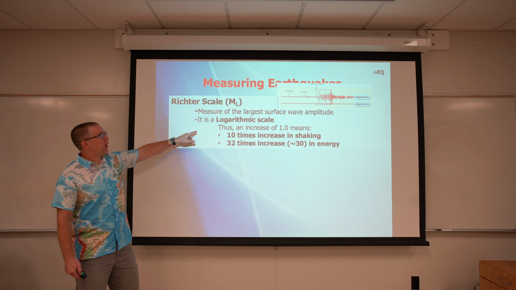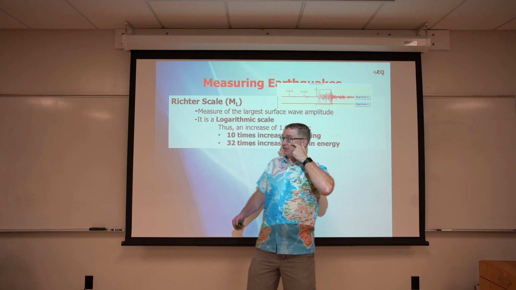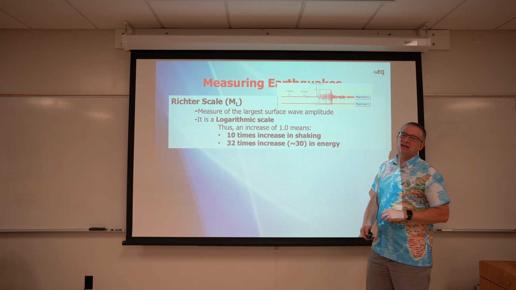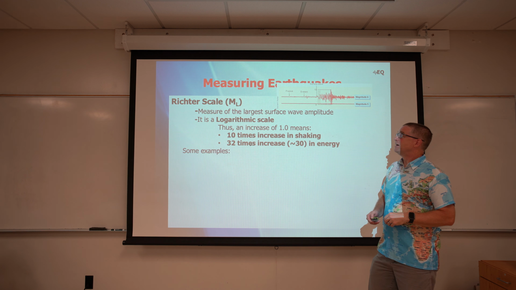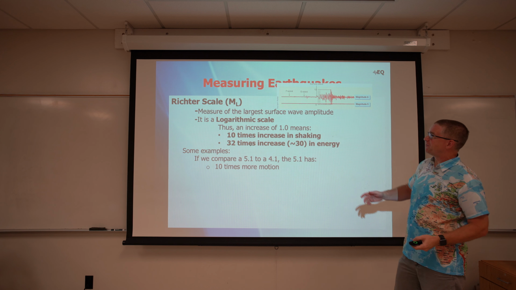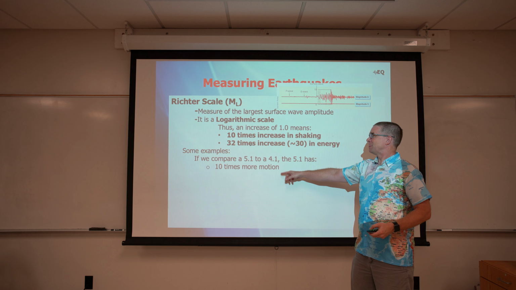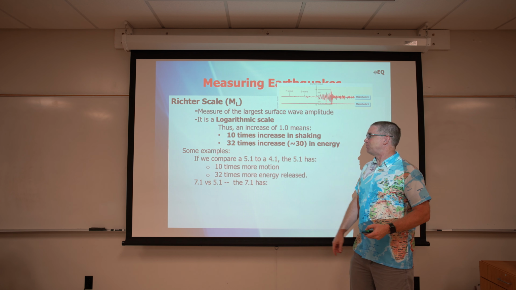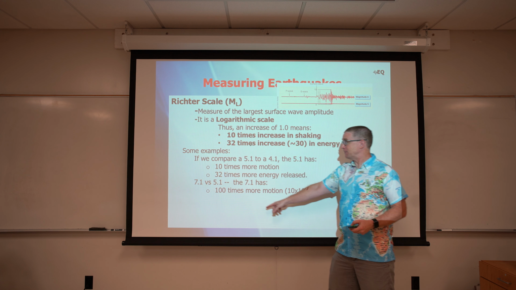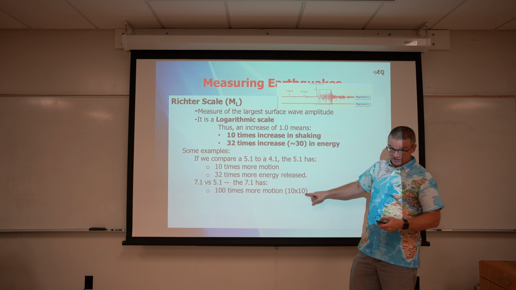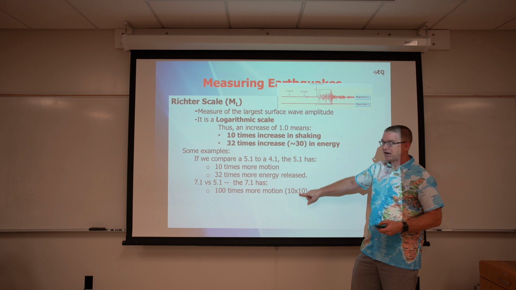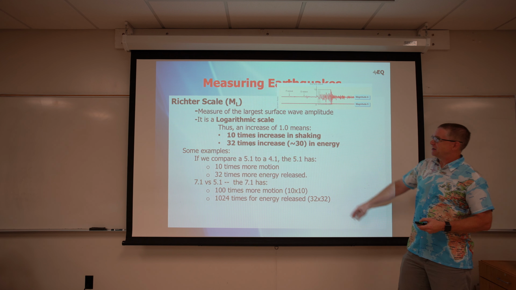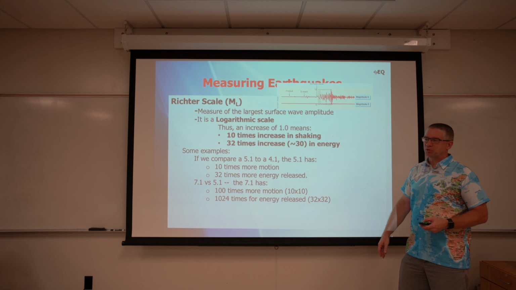It's logarithmic. So every 1.0 change in magnitude means 10 times increase in the amount of shaking and roughly about a 32 times increase in the amount of energy involved in that event. So just some examples. If you're comparing a 5.1 to a 4.1 earthquake, that 5.1 has 10 times more motion and 32 times more energy. You compare a 7.1 versus a 5.1, that 7.1 has 100 times, 10 times 10, 100 times more motion and over 1,000 times more energy.